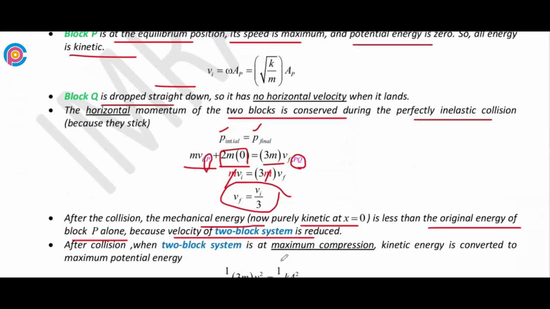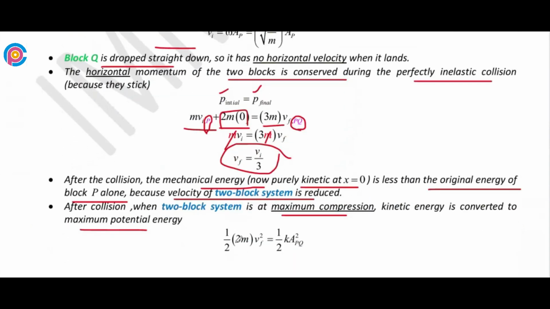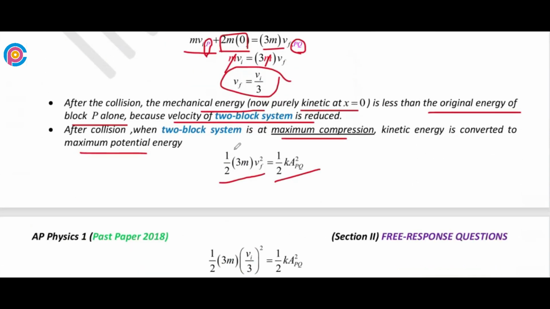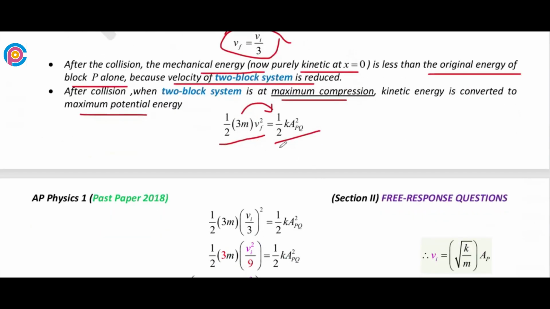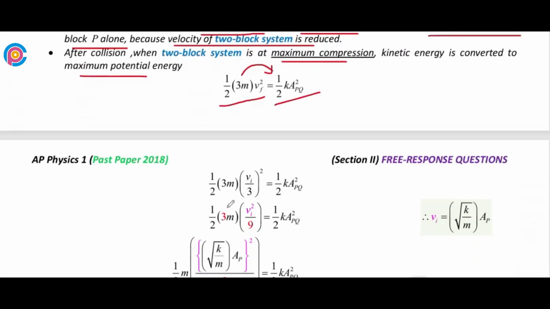So after the collision, when the two-block system is at maximum compression, kinetic energy is converted to maximum potential energy. So we can write 1 by 2 times 3m times Vf square, which is the whole kinetic energy after the sticking, equal to the maximum potential energy that the system can contain. The kinetic energy is converted to potential energy. We know Vf is equal to Vi by 3. Taking the whole square, 3 can be cancelled from 9, leaving 3 here.